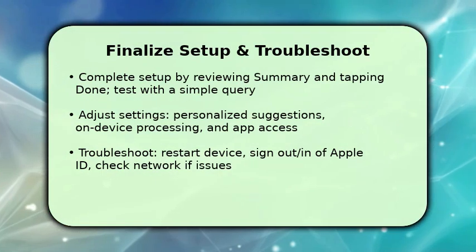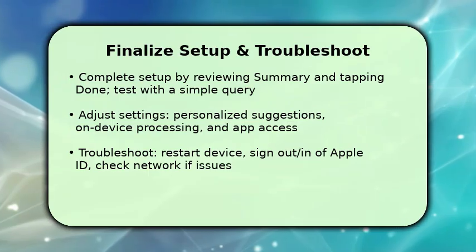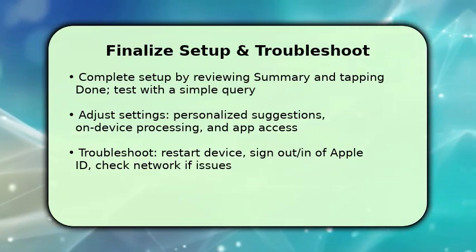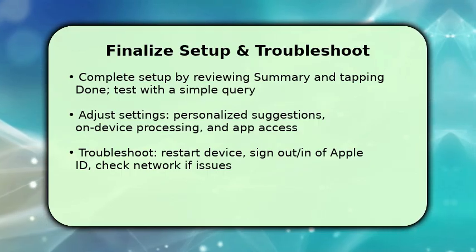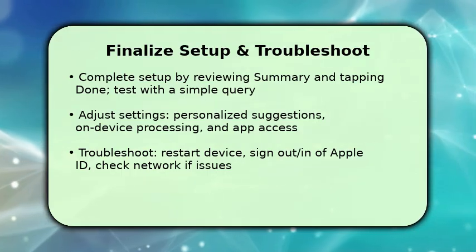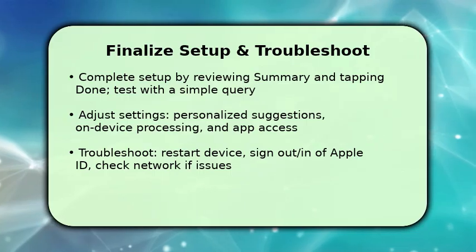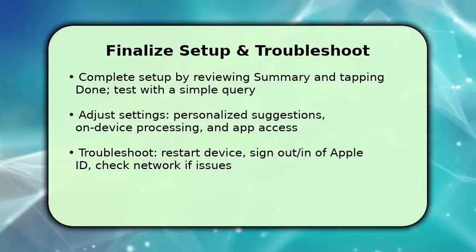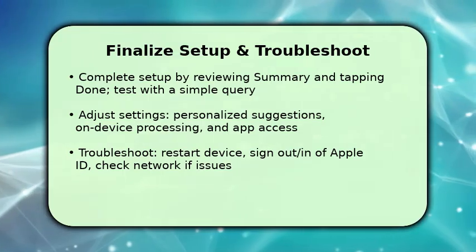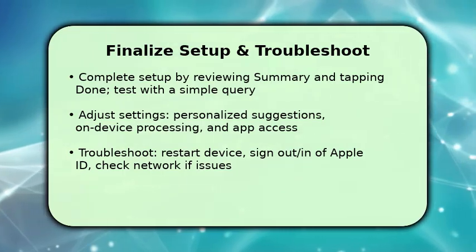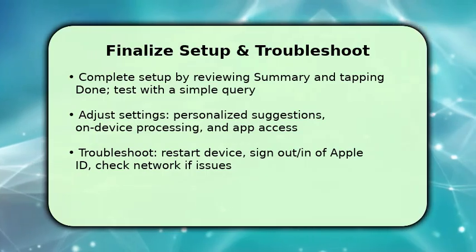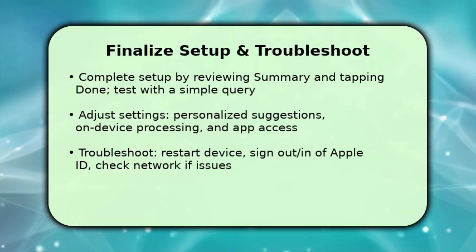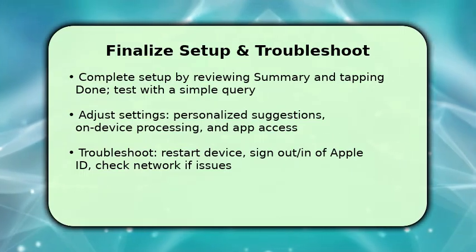Finish by reviewing the summary screen and tapping Done, then immediately test with a simple request like Summarize my last message thread. If responses need tuning, return to Settings to adjust personalized suggestions, on-device processing, or app access levels. Make sure Siri language and voice match your accent for accuracy. If it fails to respond or gives errors, restart the device, sign out and back into your Apple ID, and verify Wi-Fi or cellular. These steps resolve most setup problems quickly.